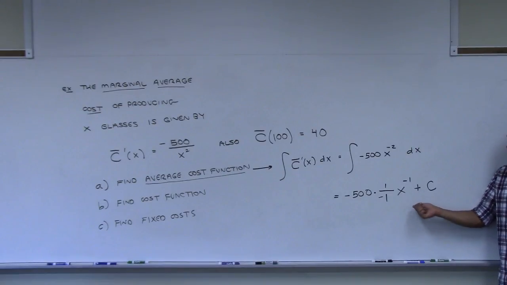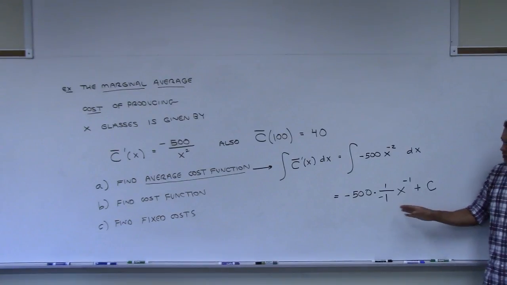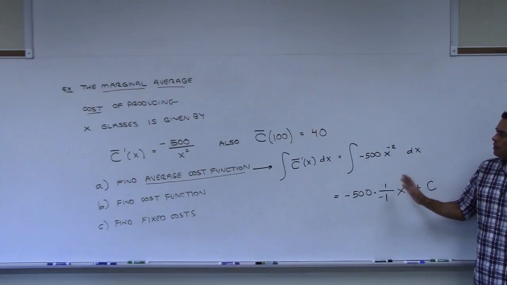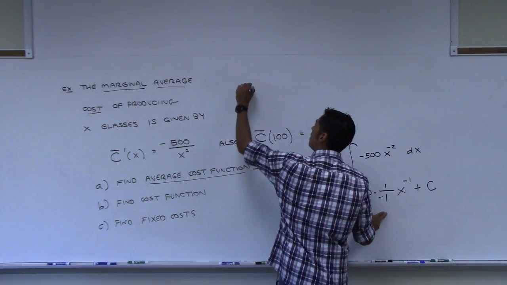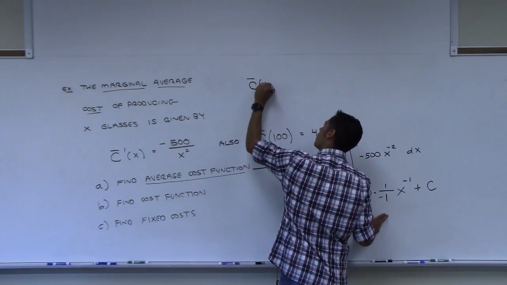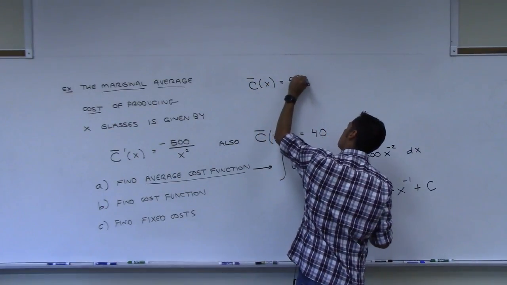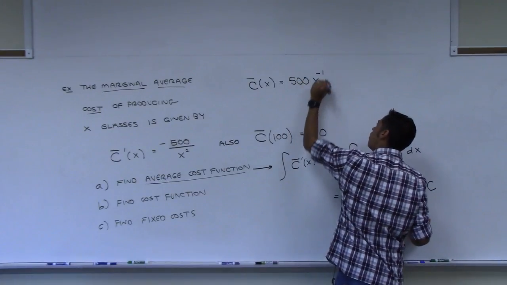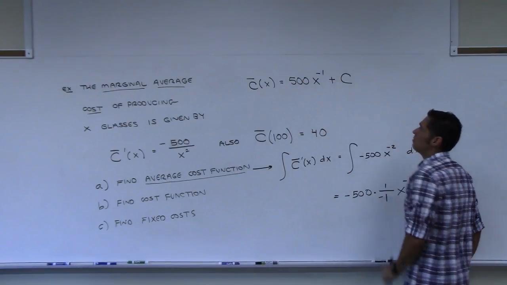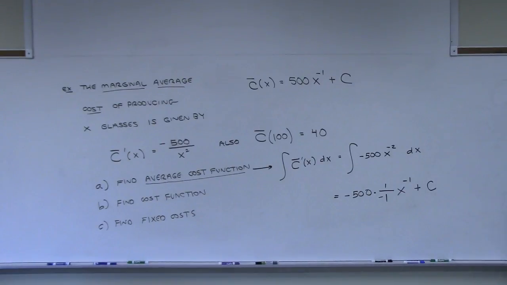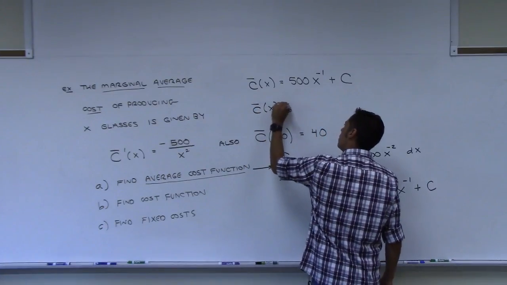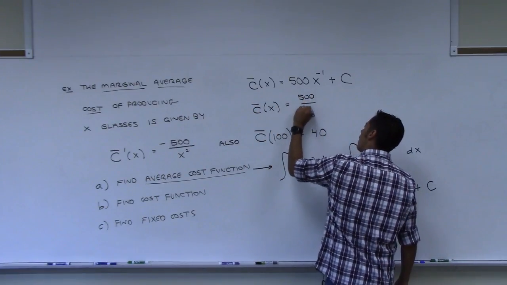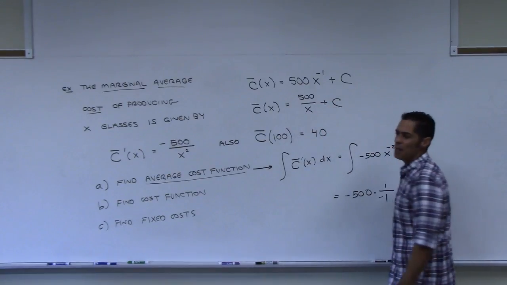What does this turn out to be if I clean it up a little bit? Just 500, right? Because you had negative 500, then a negative 1. So let me write this down. I've just found the average cost function. It's right here. The average cost function is 500 x to the negative 1 plus c. Right? That's what I've found. Let me write this one more way. The average cost function that we have found is 500 over x plus c. I just brought that x back down.